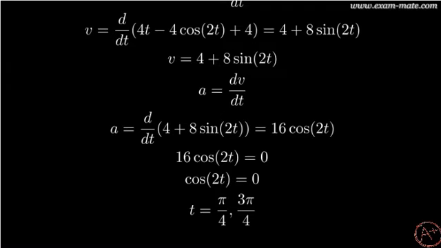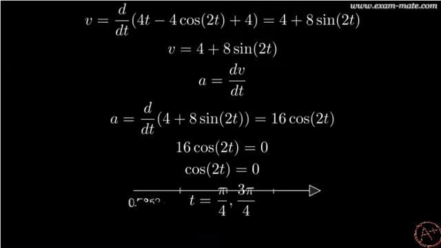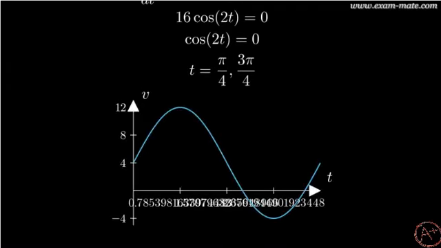Finally, let's sketch the velocity time graph. We'll create axes from 0 to pi on the t-axis, and we need enough room on the v-axis to show all values of the velocity function. The velocity function is 4 plus 8 sine of 2t.